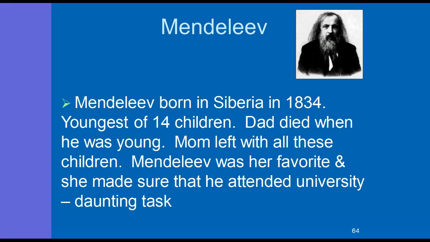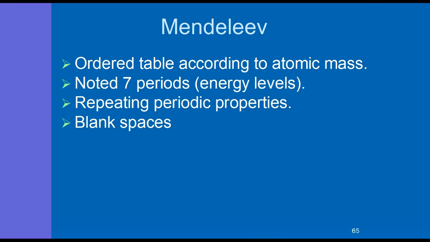There's a big story about Mendeleev. Mendeleev was born in Siberia. He was the youngest of 14 children. His dad died when he was young. His mom was left with all these children, and Mendy was her favorite. Ugh, to be the favorite.